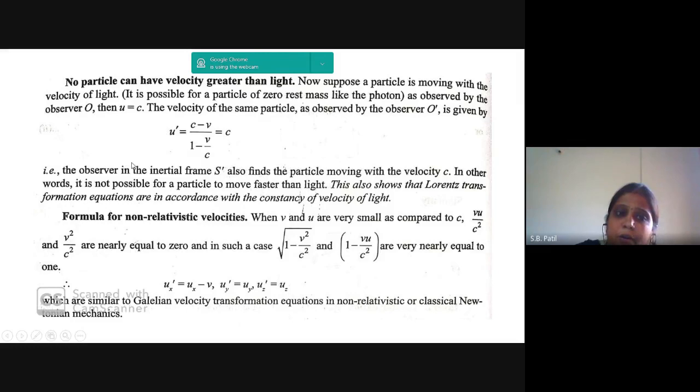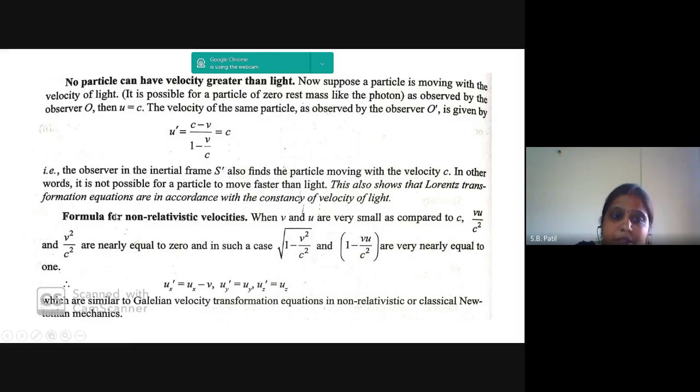That means from the above result, we conclude that the observer in frame S prime also finds the particle moving with the velocity c. That means the observer in frame S prime observes that the particle moves with the velocity of light. So in other words, it is not possible for a particle to move faster than light. That also shows that the Lorentz transformation equations are in accordance with the constancy of the velocity of light.